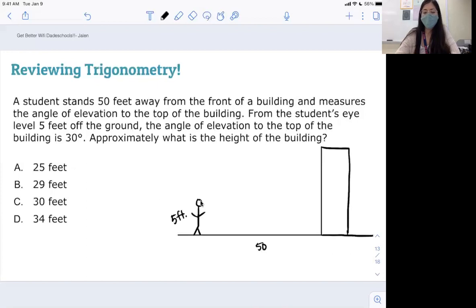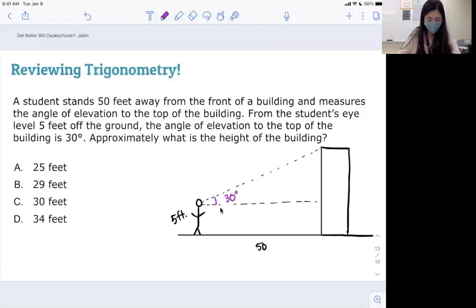And his angle of elevation to the top of the building, if he looks at it, is going to be 30 degrees. So let me draw this out. Which part is 30 degrees? Is it this part right here? Or is it this part over here? The X or the Y? X, okay. So that's 30 degrees. That's the angle of elevation.